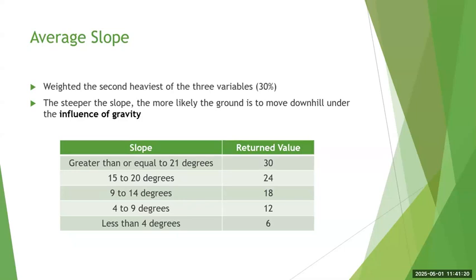We have the average slope of each catchment. This is weighted the second heaviest of the three variables. Debris flows are more likely to happen on slopes that are steeper than 25 to 30 degrees, as I mentioned earlier in the presentation. But we're taking into account areas in the catchment that are flatter and not just the slope. So we're going to adjust our table here a little bit to take into account that we're going to have some flatter areas in the catchment. And like the precipitation values, the higher the average slope value in the catchment, the higher the returned value is.